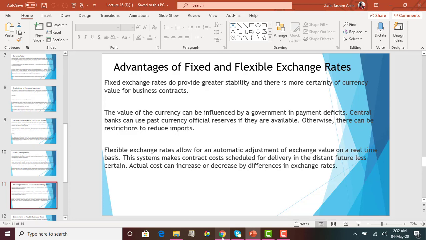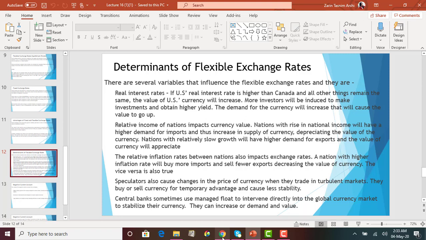Also, the value of the currency can be influenced by a government in payment deficits. Central banks can use past currency official reserves if they are available. So if there is any type of imbalance, government can play a role. Advantages of flexible exchange rate: it basically allows automatic adjustment of exchange on a real-time basis. It's changing every minute, every day. This system makes contract costs scheduled for delivery in the distant future less certain. That's a disadvantage. Actual costs can increase or decrease by differences in exchange rate. So that's a disadvantage of flexible exchange rate.